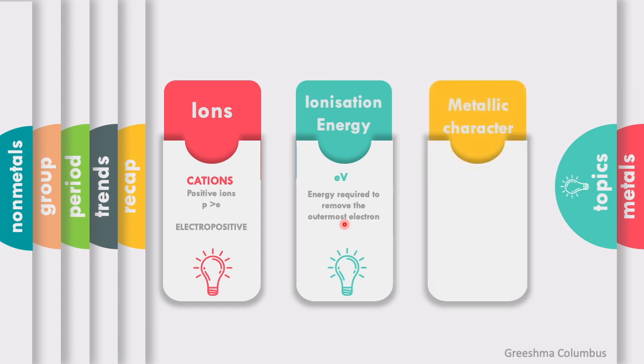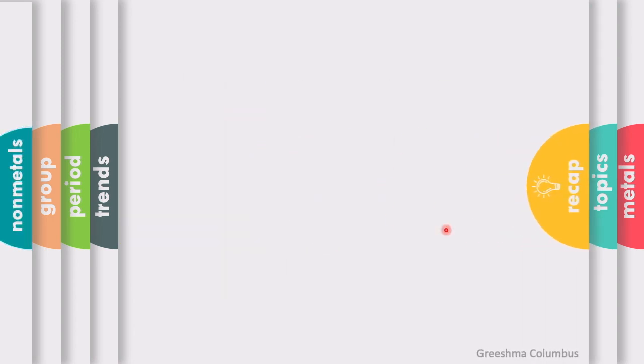And the third thing that we have to talk about is the metallic character, which is the general tendency in which the ease of an element losing an electron is taken into account. Now, let's also have a recap of what we know.